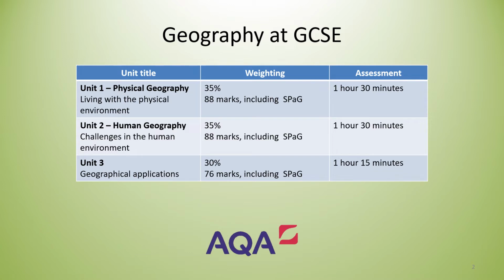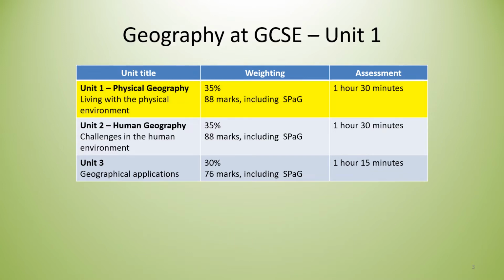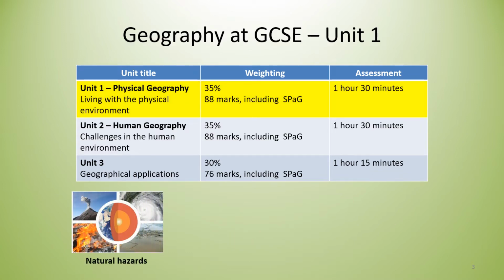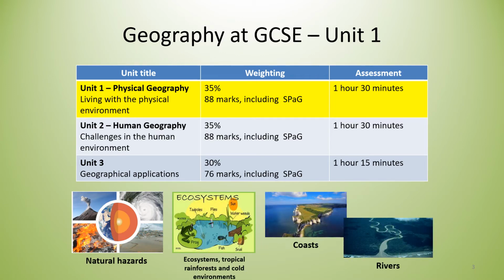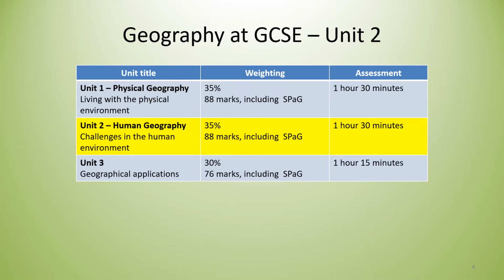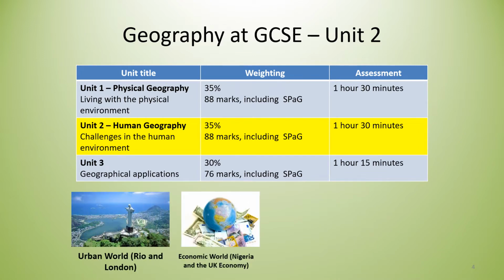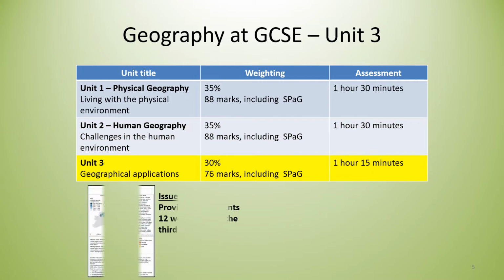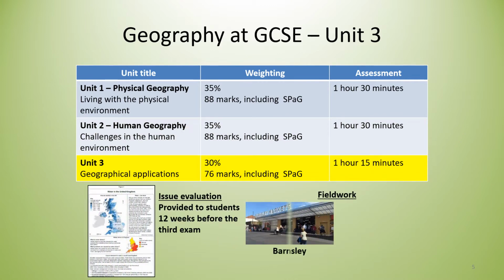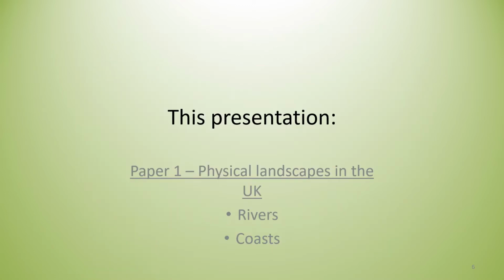Quick reminder then, so your geography paper is split into 3 papers. The first paper covers natural hazards, ecosystems, coasts and rivers. This is what I'll be going through today. The second paper covers urban world, economic world, resource management and energy. And then finally, that third paper we know includes the issue evaluation, which changes every year, and your 2 elements of fieldwork. But today I'll be going through the rivers and the coasts section.